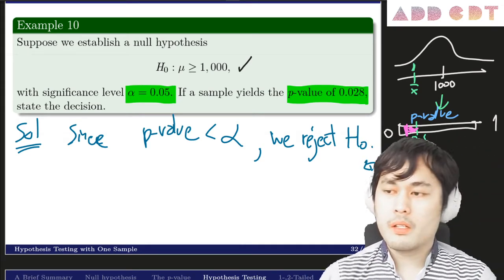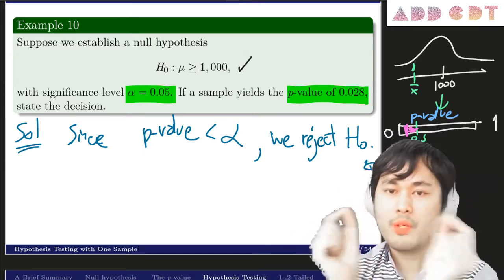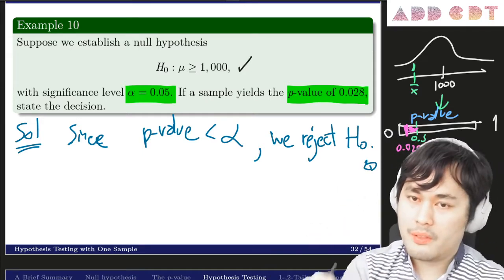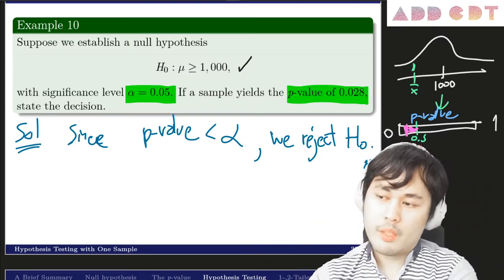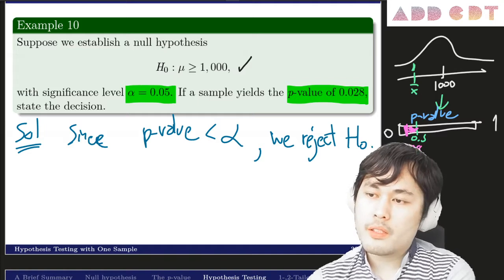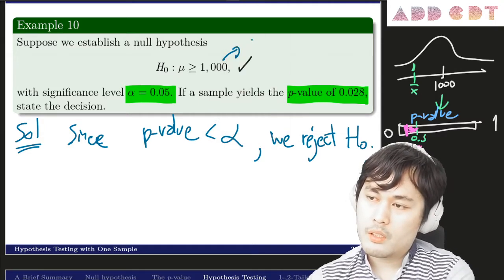So if you are already given the p-value and alpha, then you can simply compare these two. Is it greater or less than or equal to? So we simply say we reject. That means we think, from that sample, that it is false.